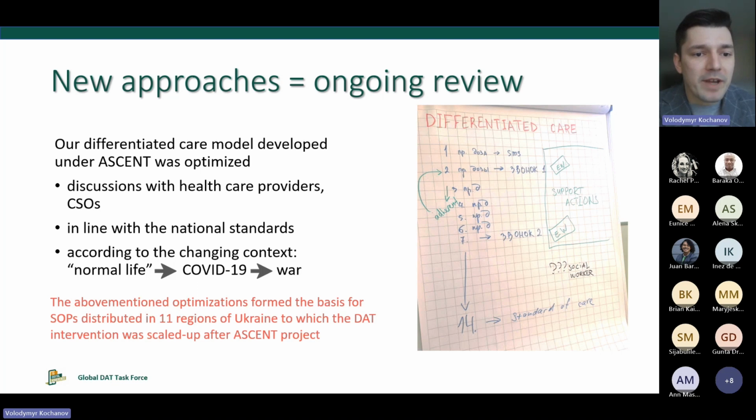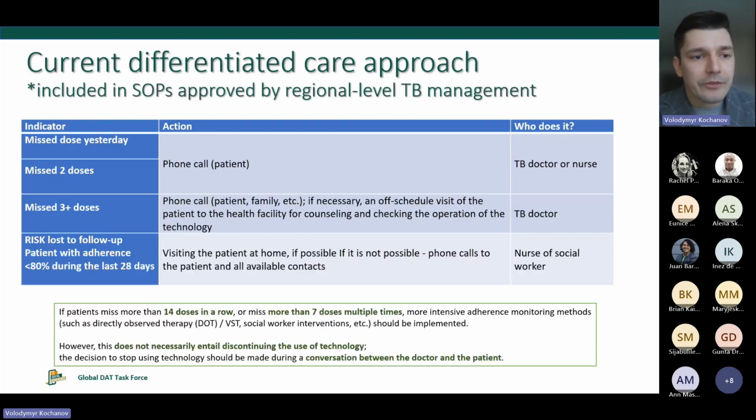The above-mentioned optimizations form the basis for standard operational procedures that were approved in 11 regions of Ukraine, in which digital adherence technologies, I mean smart pill boxes, are used after the Ascent project, and they were simplified given the high workload on the healthcare providers.